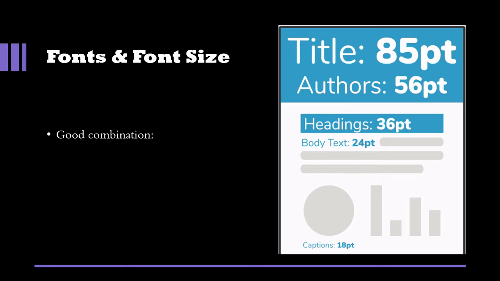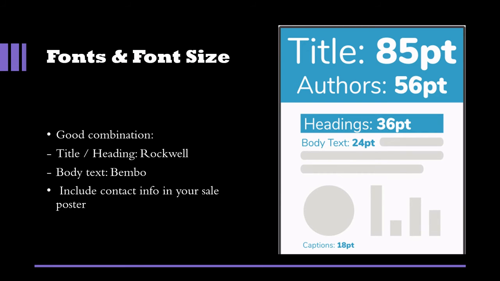A good design principle is to use one font for titles and headings and another for the rest of your text. An example of a good combination is: for the title or heading, use Rockwell. For body text, use Bembo fonts. Include your contact information in your sale poster for people to easily reach you.